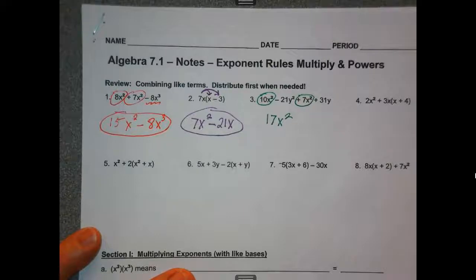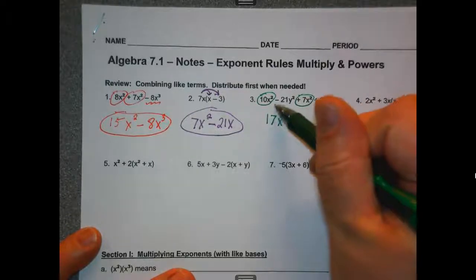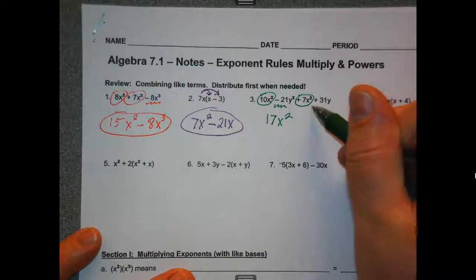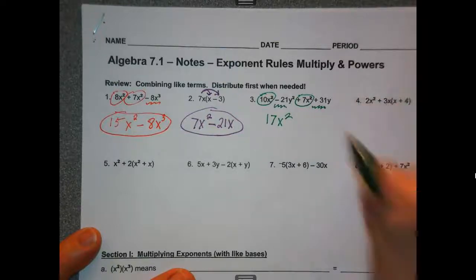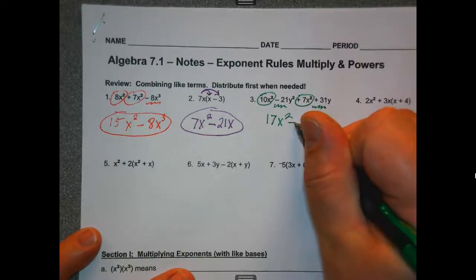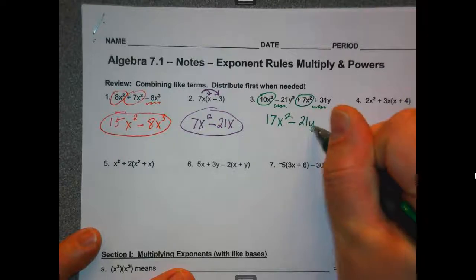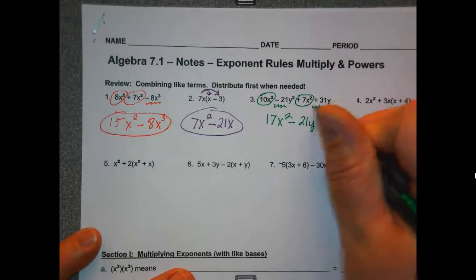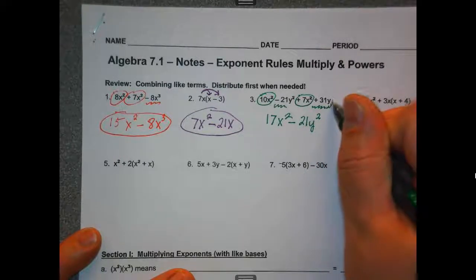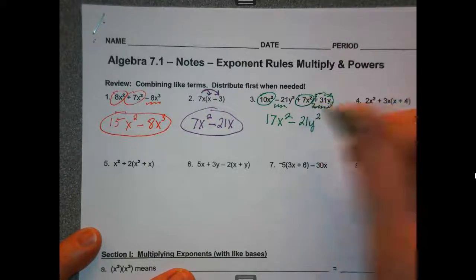Okay, next. Negative 21y squared, positive 30. Oh, these are not like terms. So minus 21y squared. And then we have the 31y.